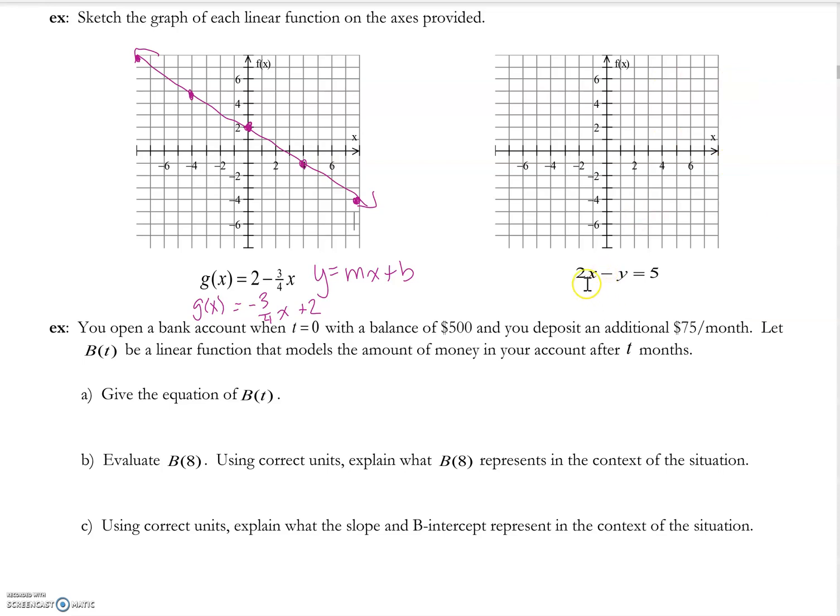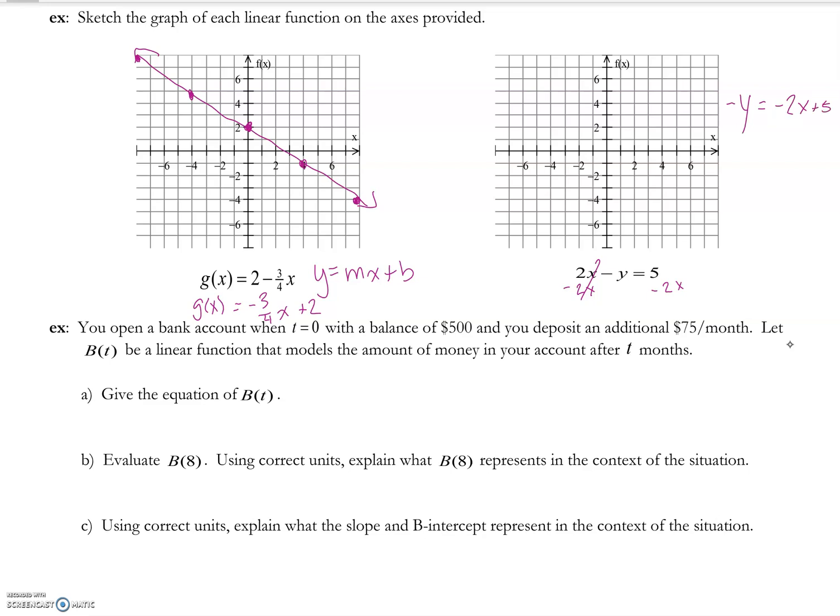Next, I have the function 2x minus y equals 5. This certainly is not in the form y equals mx plus b, because y is inside the equation. We have to solve for y in order to move forward. So to do that, I'm going to start by subtracting 2x on both sides. The 2x's go away. I'm going to continue showing my work up here. Now I have negative y equals negative 2x plus 5.